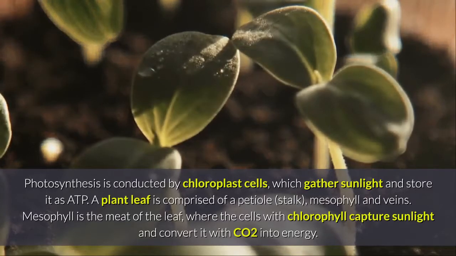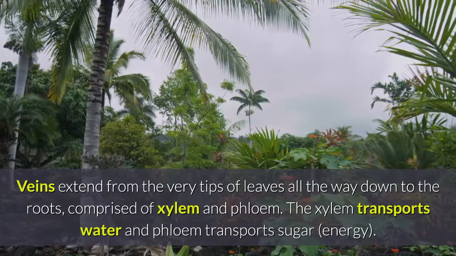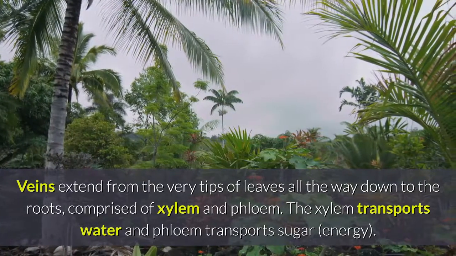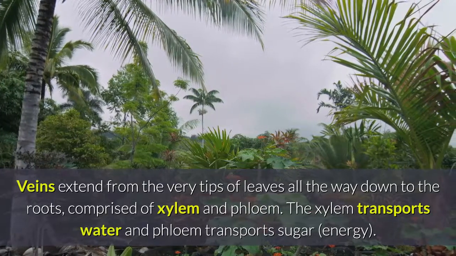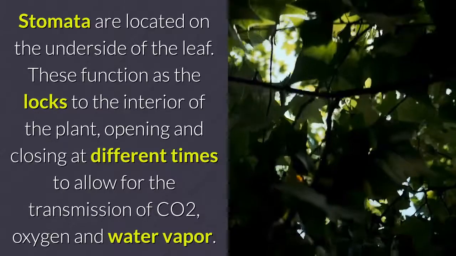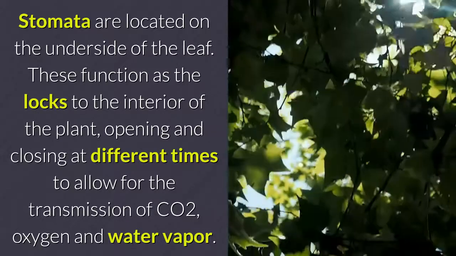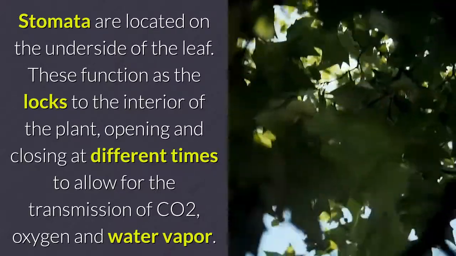Mesophyll is the meat of the leaf, where the cells with chlorophyll capture sunlight and convert it with CO2 into energy. Veins extend from the very tips of leaves all the way down to the roots, comprised of xylem and phloem. The xylem transports water and phloem transports sugar, energy. Stomata are located on the underside of the leaf. These function as the locks to the interior of the plant, opening and closing at different times to allow for the transmission of CO2, oxygen and water vapor.